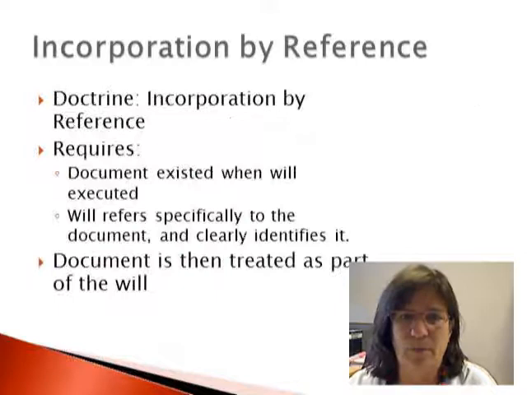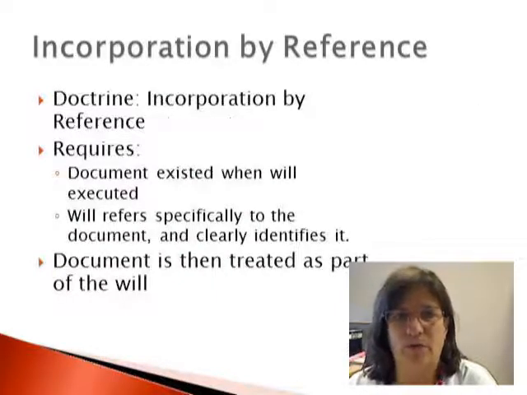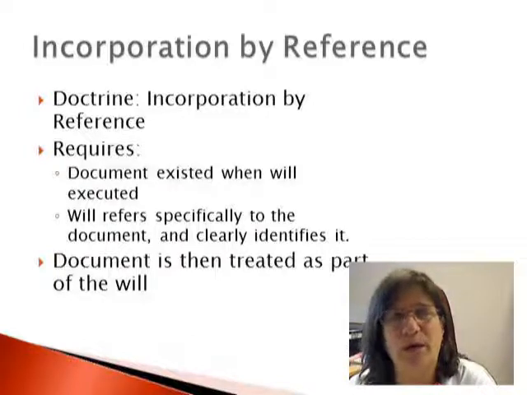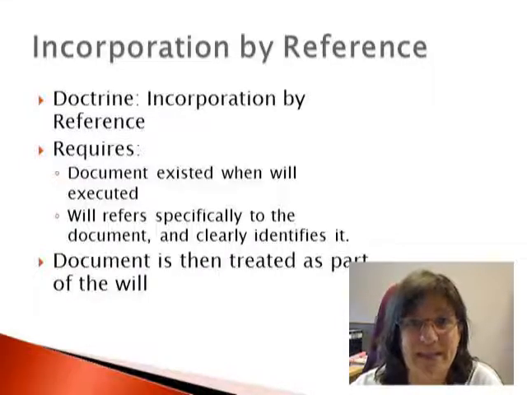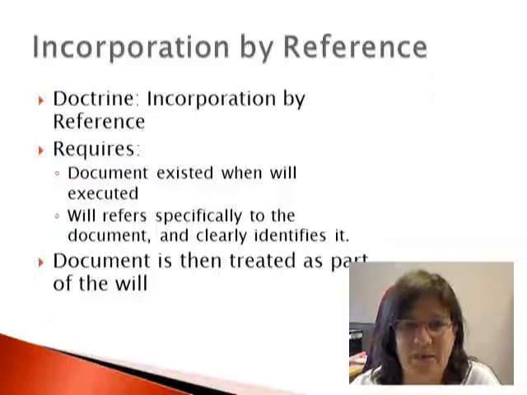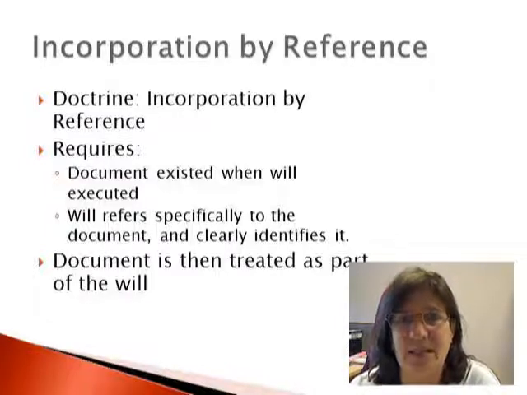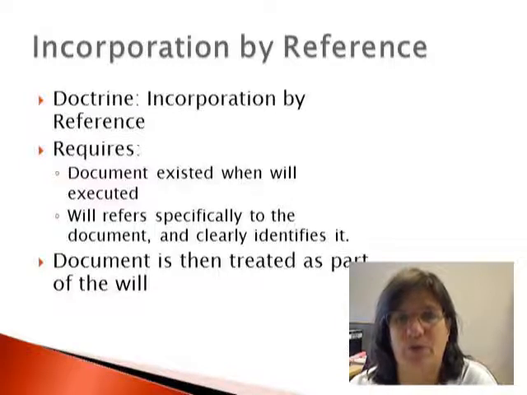Okay. There's another doctrine that we'll talk about, and that's incorporation by reference. Can you, or when can you, refer to another document and kind of incorporate it into the will? We can do this, and it allows us to be a little bit flexible, but the document had to be in existence when the will is executed, and the will has to refer to it specifically, and it has to clearly identify it. And if that's the case, then we'll treat that external document as part of the will.